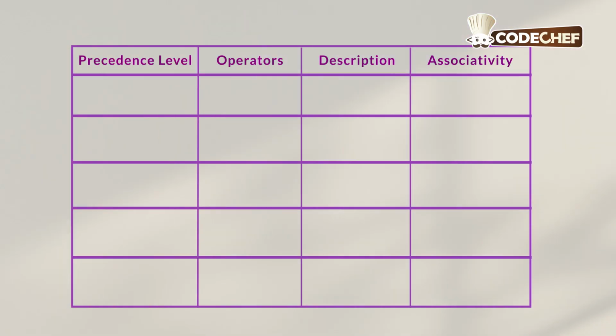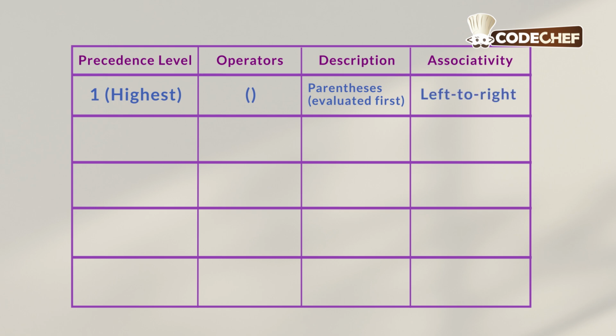Coming to the operator precedence table. C++ operators are categorized into different precedence levels. Higher precedence operators appear first in the list. The first precedence level is with the operator parenthesis. It is evaluated first whenever we see parenthesis in any expression, and its associativity is left to right.